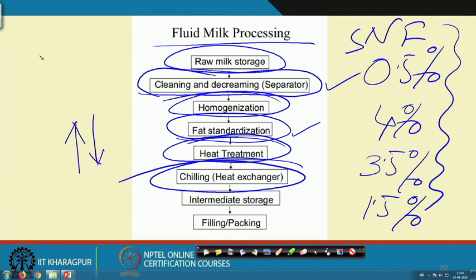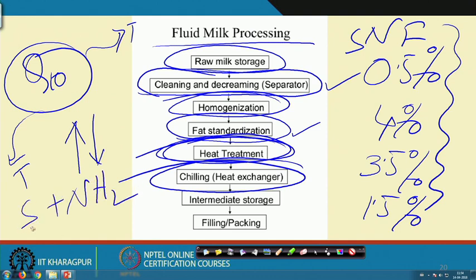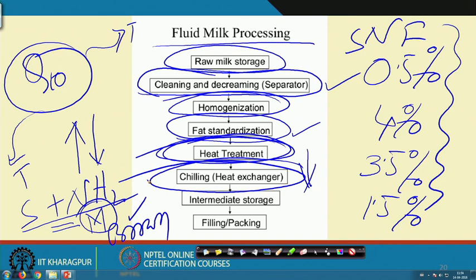From the Q10, you know that the higher the temperature, the higher is the rate of reaction, and the lower the temperature, the lower is the rate of reaction. This was known, right? So when you have heated and killed organisms at high temperature, if that amino group plus your sugar is reacting, forming melanoids or melanoidins, that is the Maillard reaction causing brown color, which is not desirable, right? So you are chilling it quickly, avoiding this from taking place.